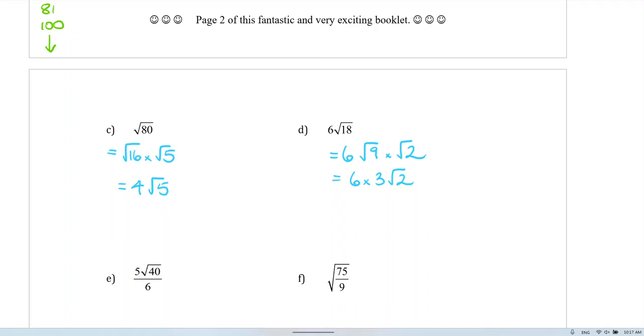6 times 3 is 18. So the answer is 18 root 2.